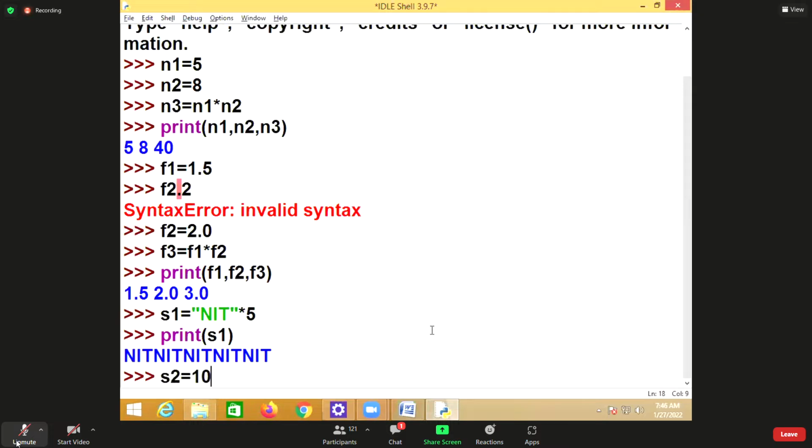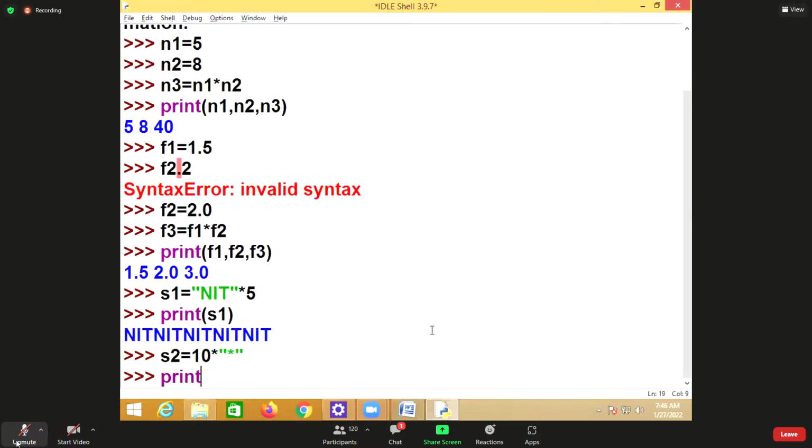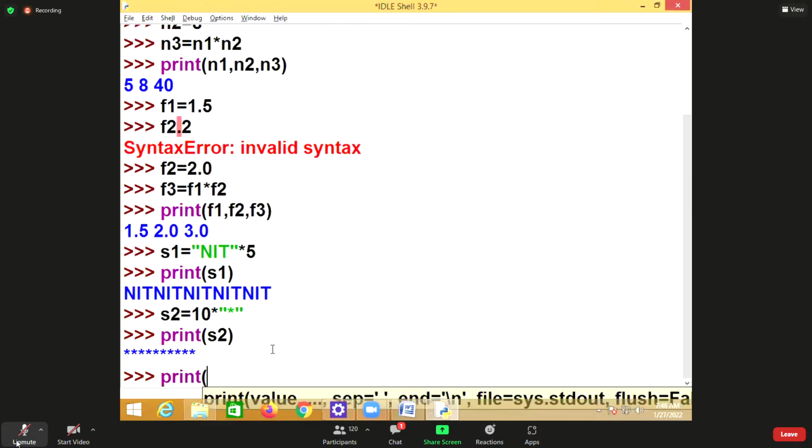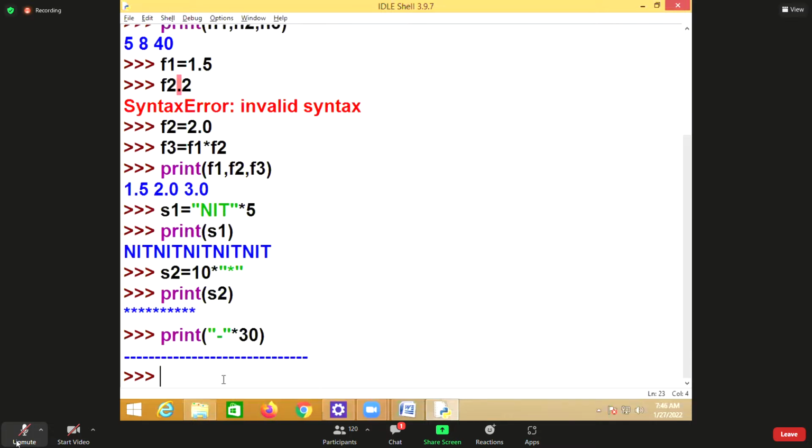Suppose I want to repeat one star 10 times. If I print S2, it is printed 10 times. I can write like this also: I want to draw a line, so I can repeat this line some 30 times, and it will just draw the line.